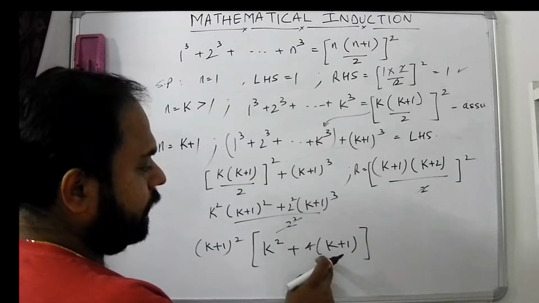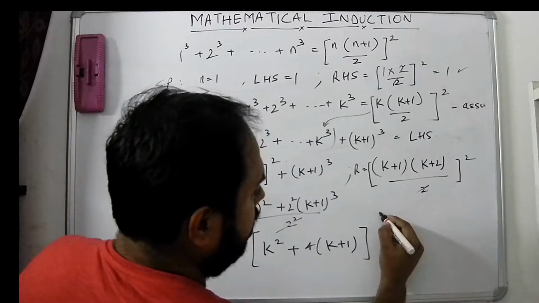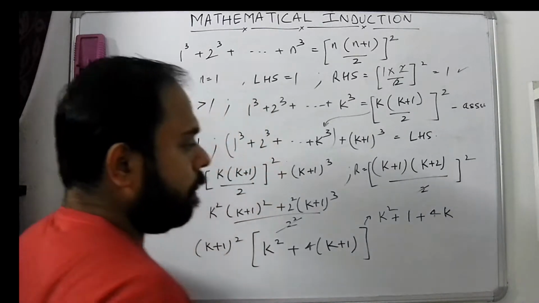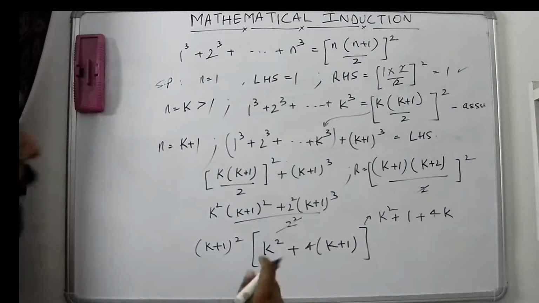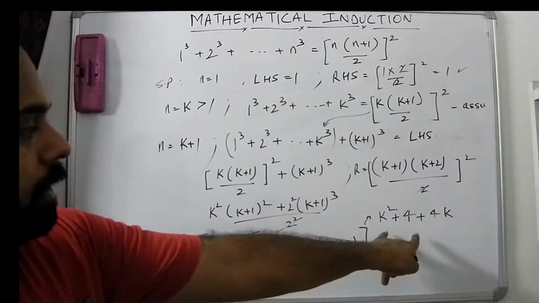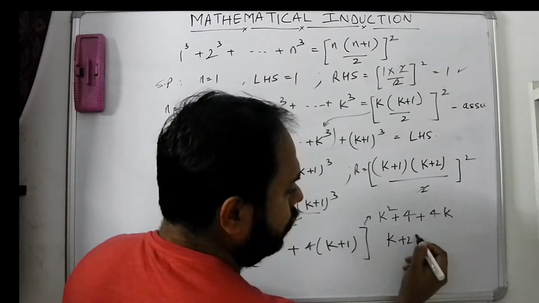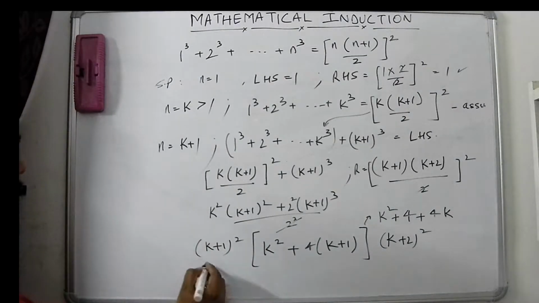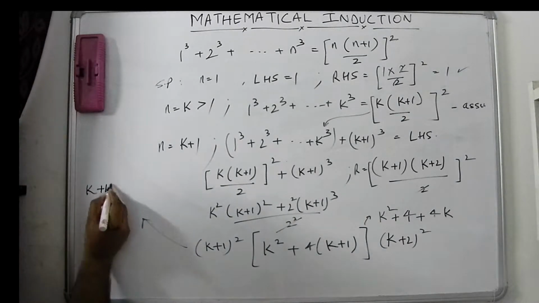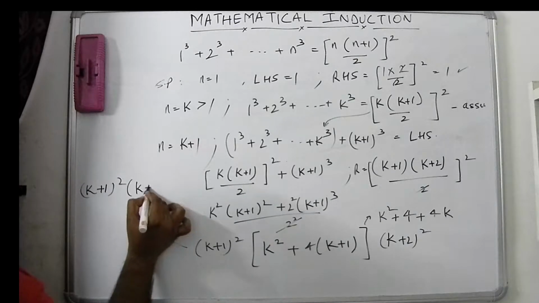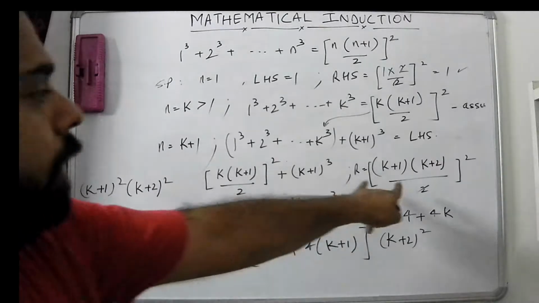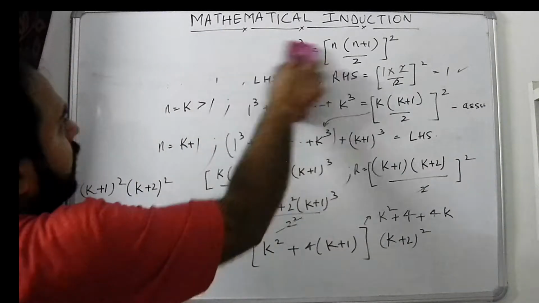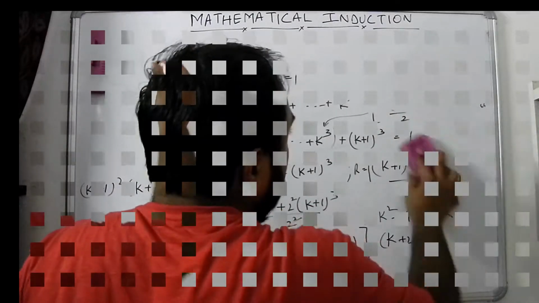Now when I see this, it becomes k square plus 4 plus 4k. So this is nothing but (k plus 2) whole square, a square plus b square plus 2ab. So I get (k plus 1) whole square into (k plus 2) whole square, and this is what I needed to prove. So again, a direct solution, and I am able to solve this question. Again, a fairly straightforward question. We might not recall this answer as well.